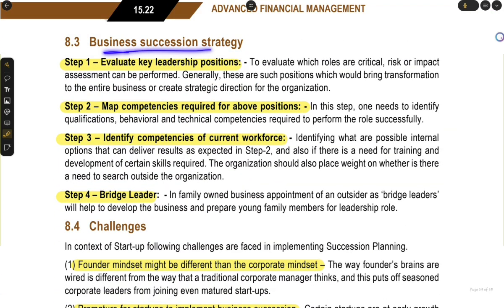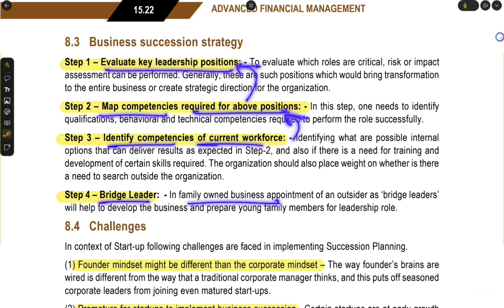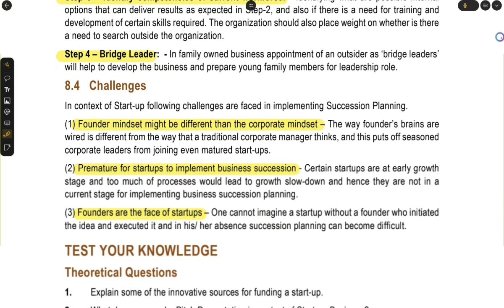Okay, business succession strategy. First is evaluate the key leadership positions. Second is map competencies required for the positions. Then identify the lower-level employees who are capable of filling those positions, identifying competencies of the workforce, to see if a capable person is available. Then next is bridge leader. In family-owned businesses, appointment of an outsider as bridge leader will help to develop the business and prepare young family members for leadership roles.